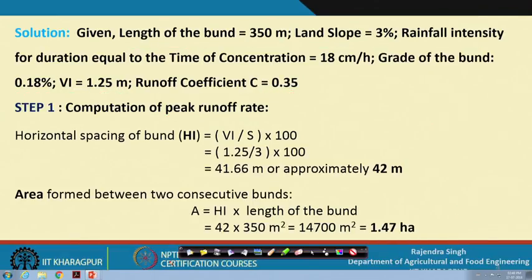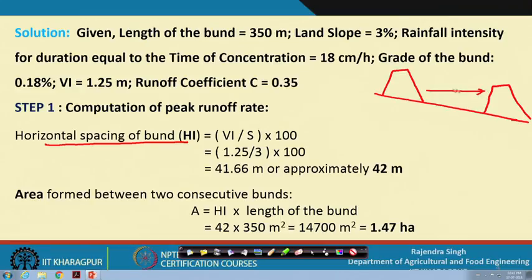For doing that, the first thing we need to remember or determine is the horizontal spacing of bund, because you remember we said that if this is one graded bund, this is another graded bund, then this is the area we are talking about, the area between these two.